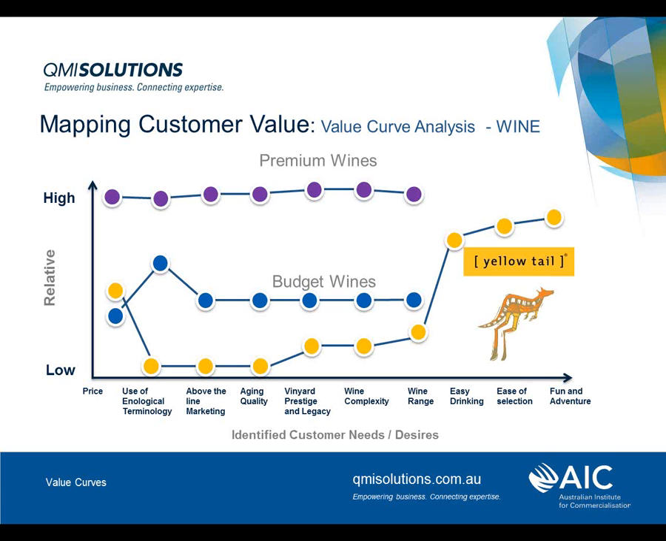There's 500,000 cases sold annually of Yellowtail in the USA. So they've done particularly well.